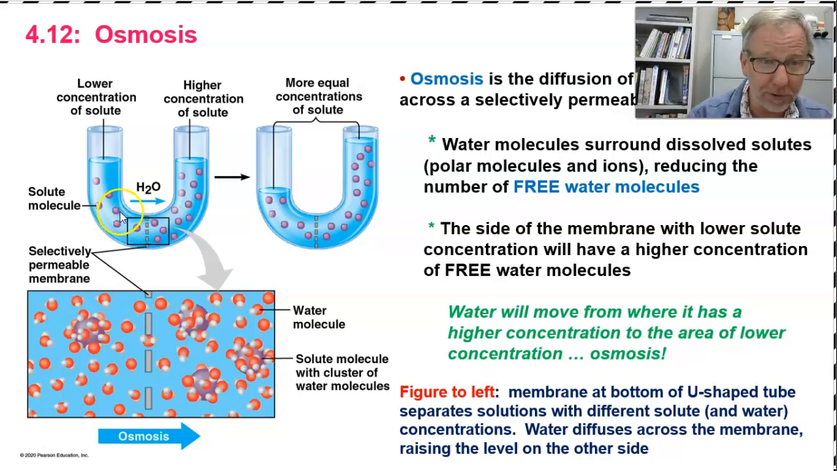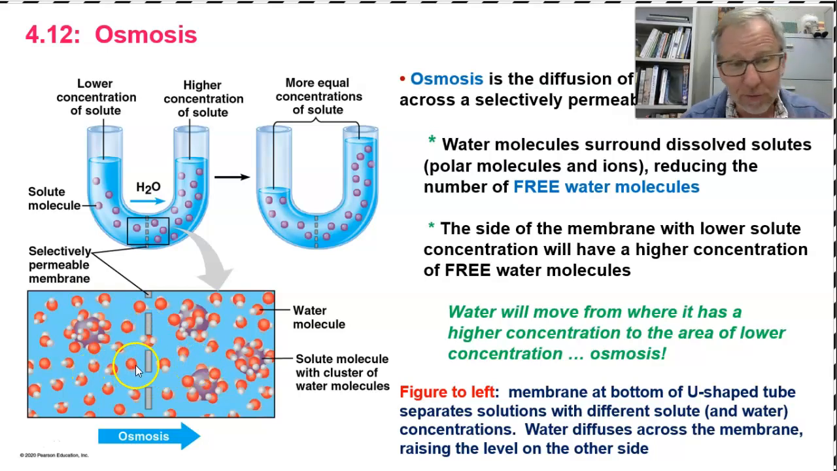So there'll be more free water molecules on the left side where there's less solute. So the water molecules, where there's more free water molecules, they will move across that membrane. So look at the bottom part of the figure where it's kind of magnifying and blowing up the picture. There's more free water molecules on the left side of that membrane than on the right side.